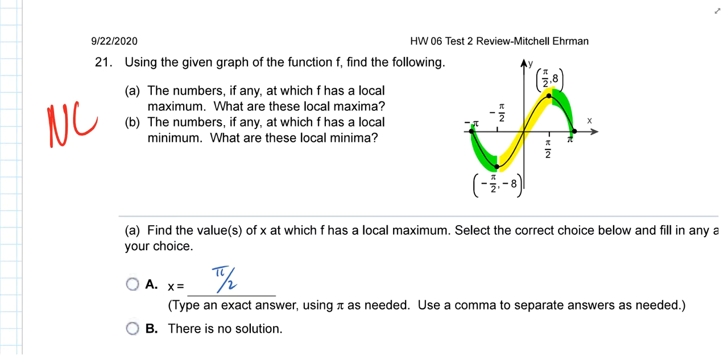For number 21, again, the graph is provided, so no calculator is needed, and I don't think there are any surprises with this question.